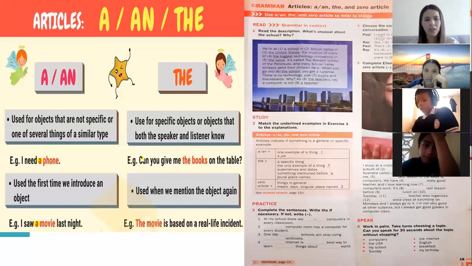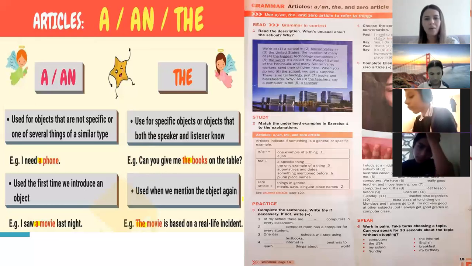The is used for specific objects, or objects that both the speaker and listener know. For example, can you give me the books on the table? Also, the is used when we mention the object again. The movie is based on a real life incident.